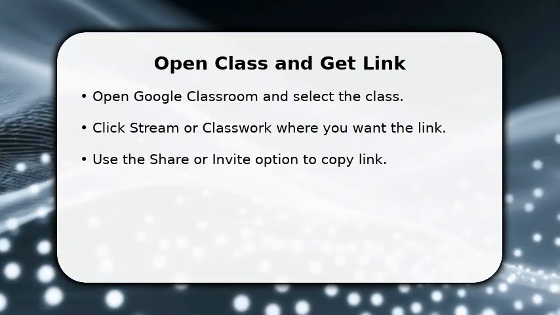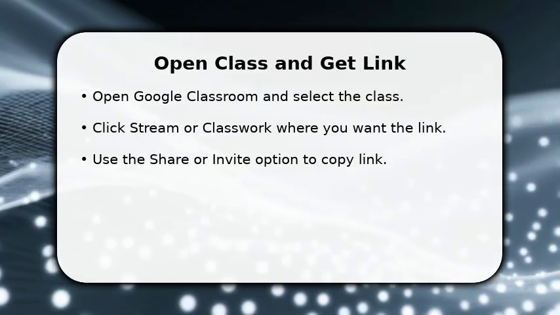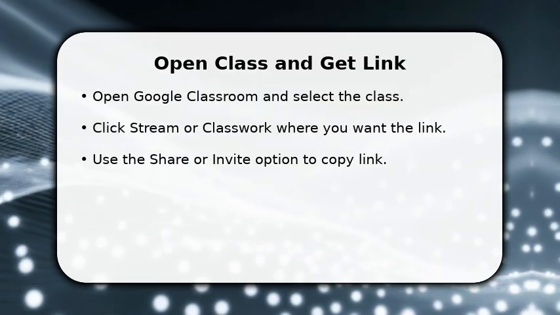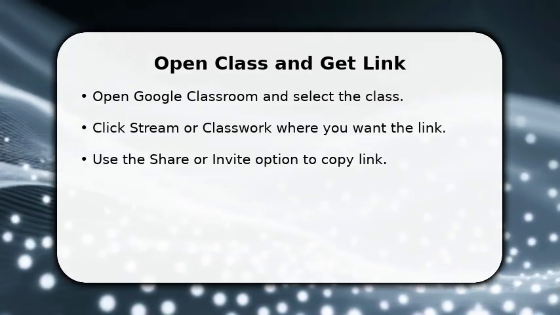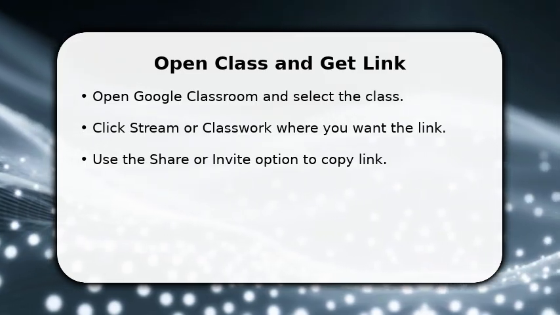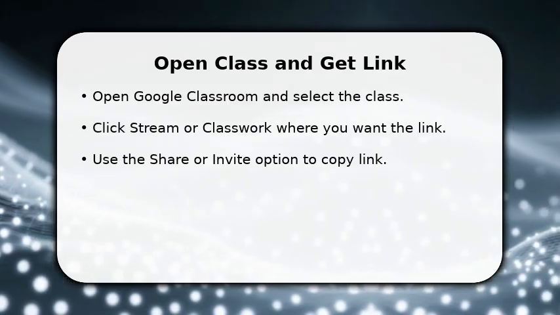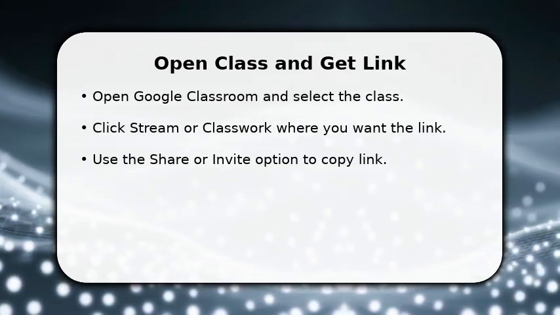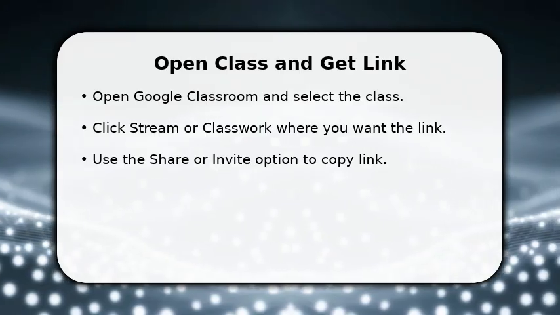You start by opening Google Classroom and choosing the class you'll share. Once there, go to Stream or Classwork, wherever the assignment or announcement lives, and locate the item you plan to share. Click the three dots or the Share button on that post, then select Copy Link or Get Link. This gives you a direct URL students can use. Make sure you're copying the correct item link rather than the class code or a different resource.